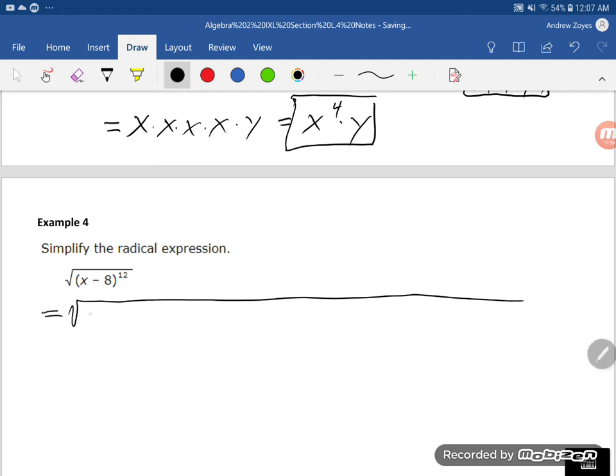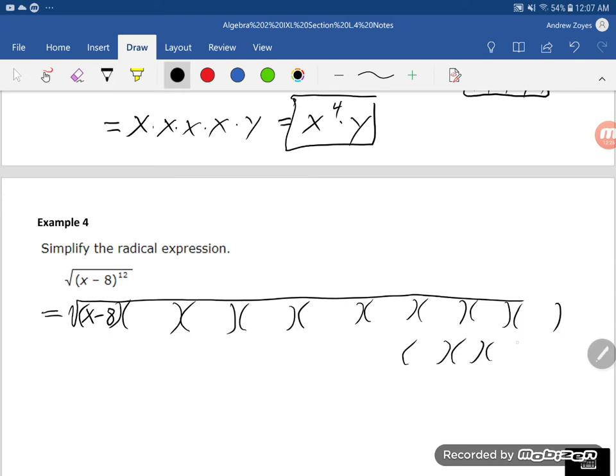So I have 12 x minus 8s, so, oh, this is going to be a pain. There's 1. Okay, I'm just going to make parentheses. 1, 2, 3, 4, 5, 6, 7, 8, 9, running out of room, 10, 11, 12. Okay. Right, so these are all x minus 8s.